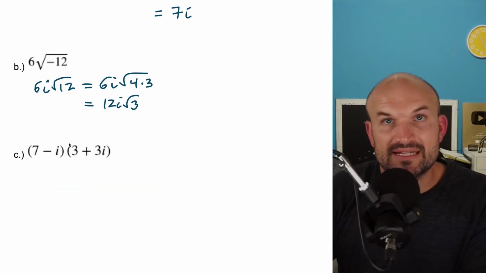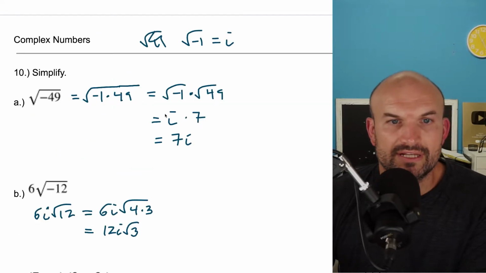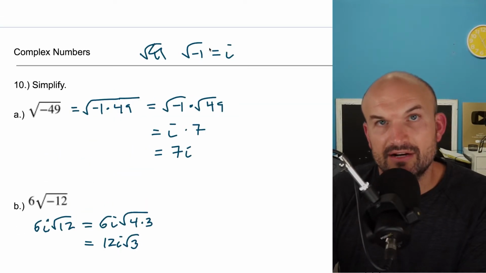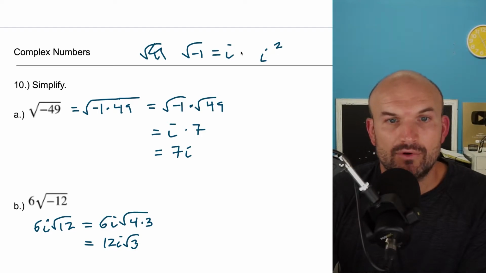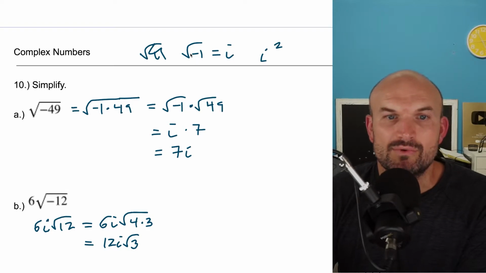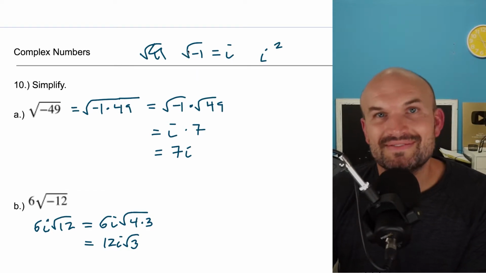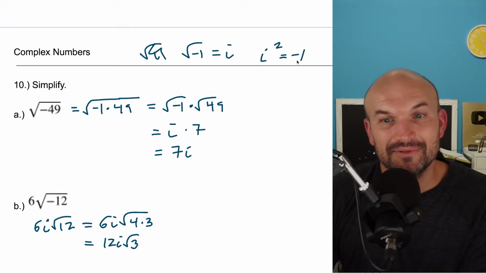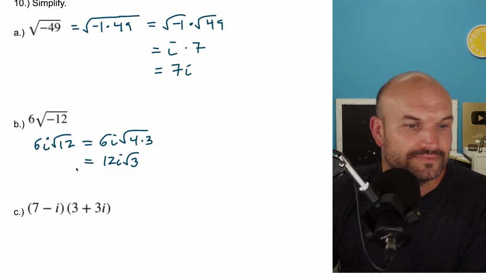Now, in this example, we basically have two binomials multiplied by each other. The only important thing to recognize here is that if the square root of -1 is i, then if we were to square both sides, we'd have i squared. Well, the square root of -1 squared is just equal to -1. So it's important to recognize this relationship: i squared is equal to -1.